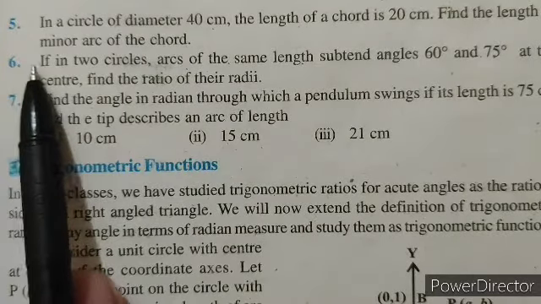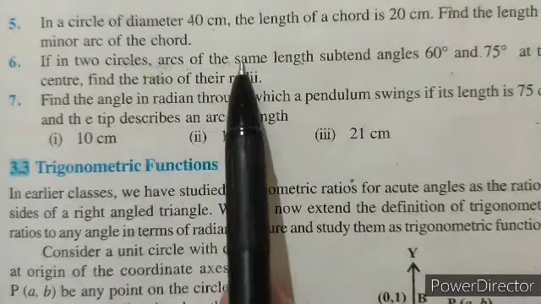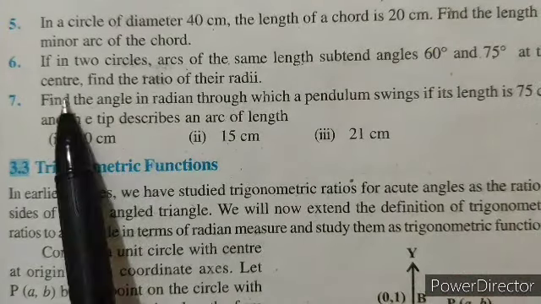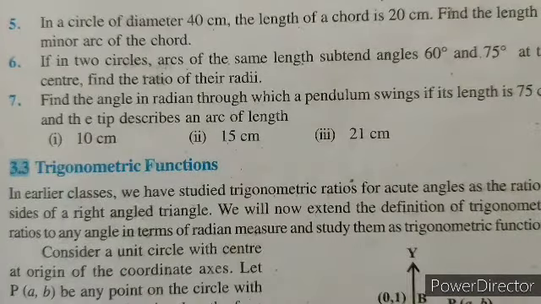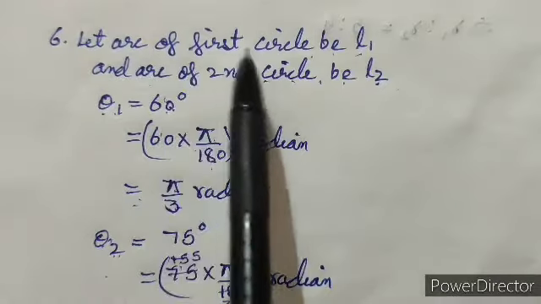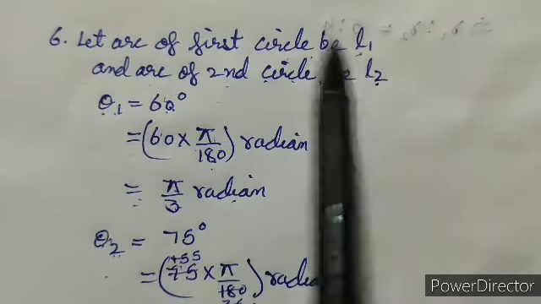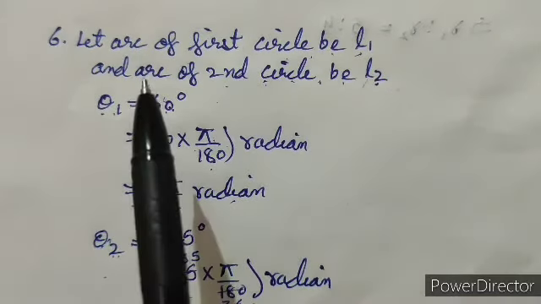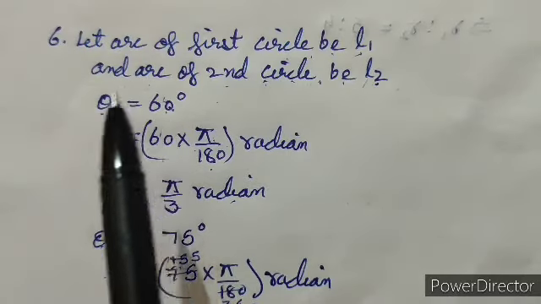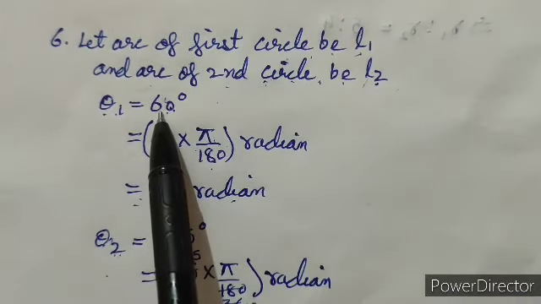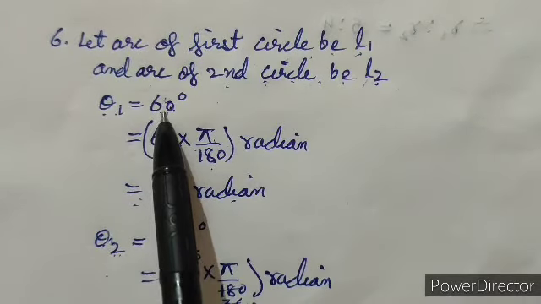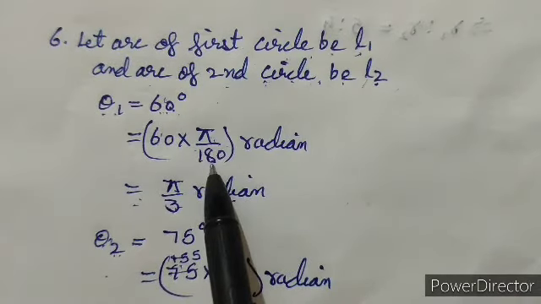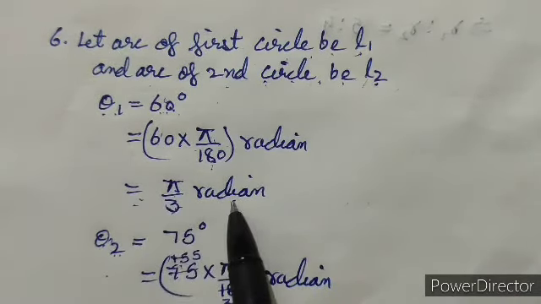In sixth question, if in two circles arcs of the same length subtend angle 60 degree and 75 degree at the center, find the ratio of their radii. Let arc of first circle be of length L1 and arc of second circle be of length L2. Now angle subtended by the arc on the first circle be theta 1, and that is equal to 60 degree given to us. Now we have to convert this degree measure into radian measure by multiplying it by pi by 180, and that will be equal to pi by 3 radian.